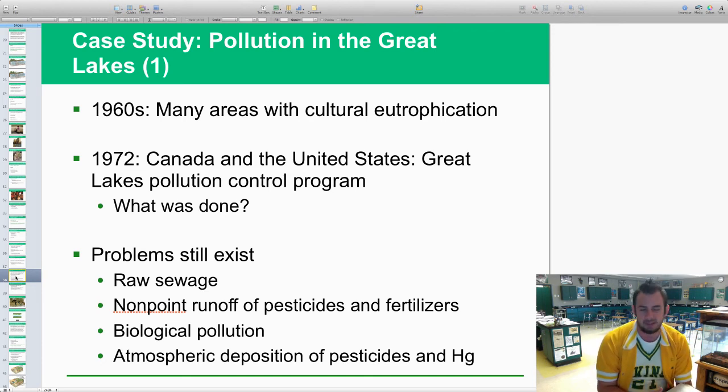But there are still problems. There's still raw sewage in some places being pumped in. There's non-point source runoff from pesticides and fertilizers, with a lot of farming in that area. There's a lot of biological pollution, which in this case means invasive species that have been brought in. And we also see atmospheric deposition of pesticides and mercury causing bioaccumulation and biomagnification in the food chain. So there's still a lot to be done in the Great Lakes.